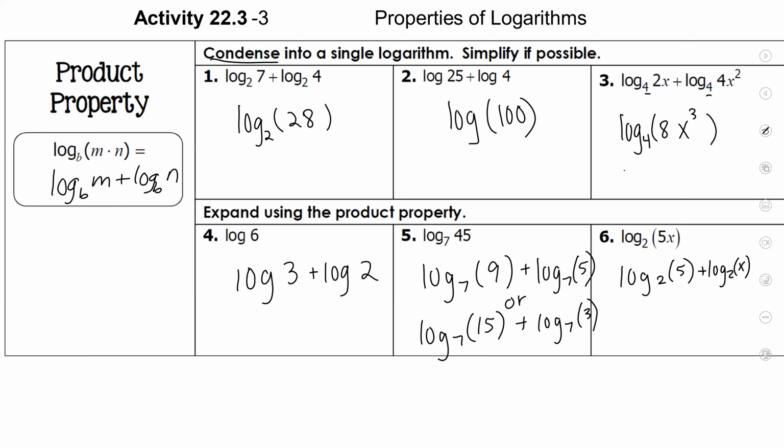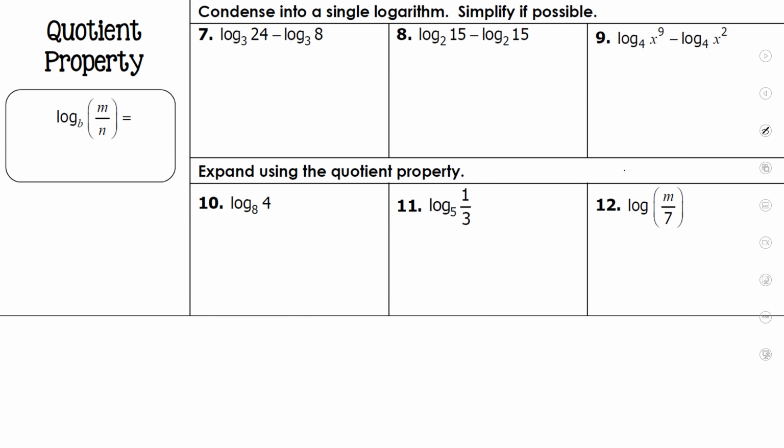Okay, next we're going to learn the quotient property. Quotient is division. So if I have log base b of m divided by n, this can be written as log base b of m minus log base b of n. This is the quotient property. So let's use this rule. The bases are the same, so we're going to combine it to be log base 3 of 24 divided by 8, which can simplify to what? Yep, 24 divided by 8 is just 3.